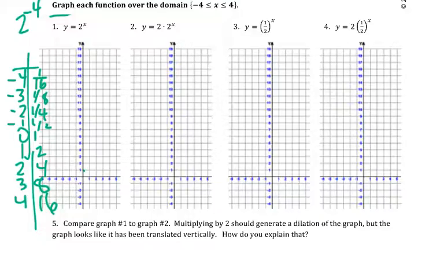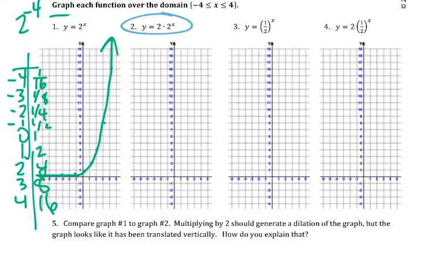So that was at 1, then 2, then 4, then 8, and then finally 16. And then 1/2, and so on. And remember, it has an asymptote because it's exponential, so it'd look like that. Okay, now let's do this one.